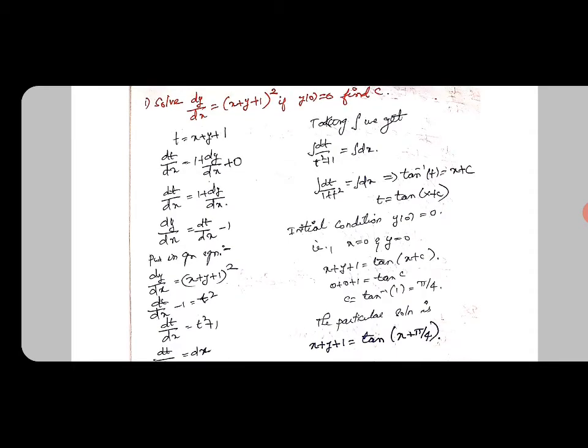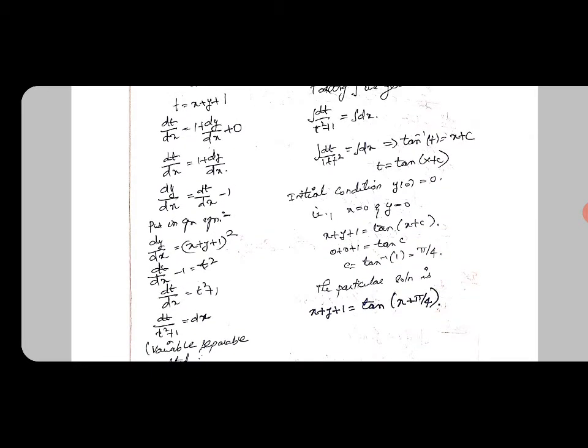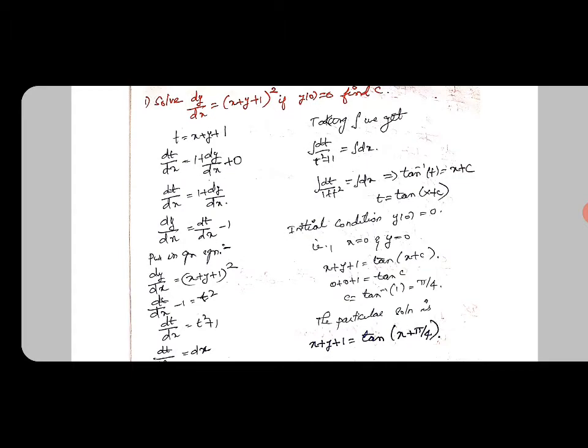First of all we take x plus y plus 1 is equal to t, and then we solve the equations, and then we use the variable separable method, which is x on one side and y on another side, and then we integrate and then apply the initial condition value, so we get the particular solution of the equation.